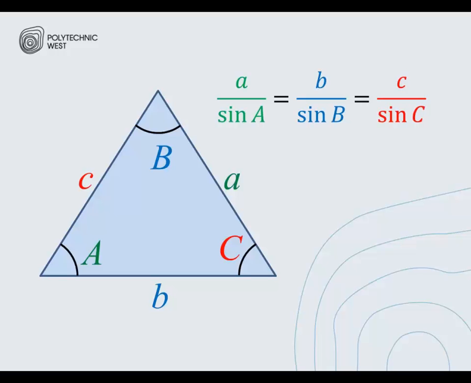When you're labeling up your triangle, we normally label it so that the angles are labeled with big letters and the sides with small, and they correspond to the side opposite the angle. So big A corresponds to the length little a, which is opposite it, and big B corresponds to the length little b opposite it, and angle big C corresponds to the length little c, which is opposite it.